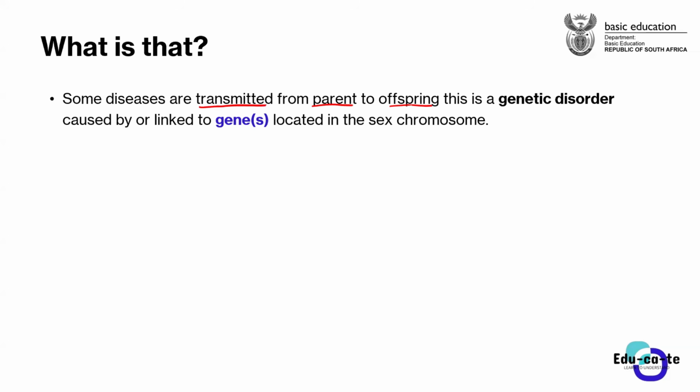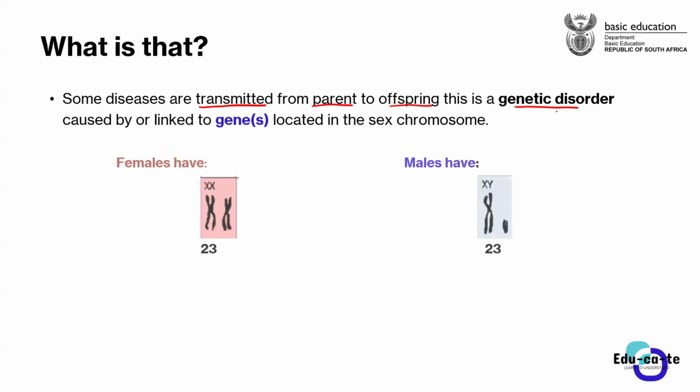So there are some diseases that are known as genetic disorders. Whenever we talk about genetic disorders, these are diseases that are caused by or linked to the genes of a person. And these genes are actually located on the sex chromosomes. You need to remember that we have two types of sex chromosomes: those found in males, and those found in females.